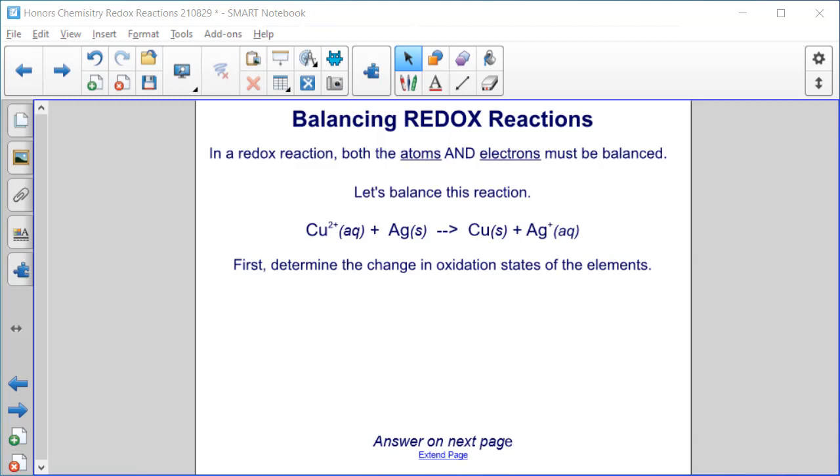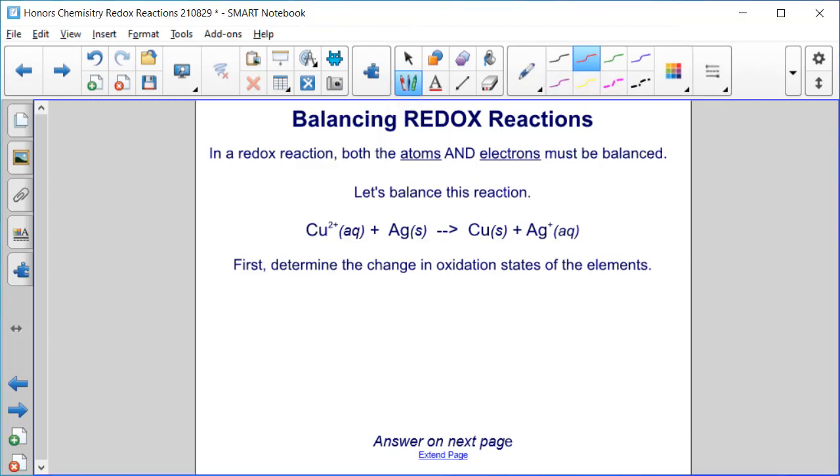When we balance redox reactions, we don't just balance the atoms like we're used to seeing in other balancing equations. We also have to balance the electrons. So let's look at this example and balance this reaction. So we have copper 2+ plus silver solid produces copper solid and silver plus. First, let's determine the oxidation states of the elements. So let's try this before we go look at the answers on the next slide.